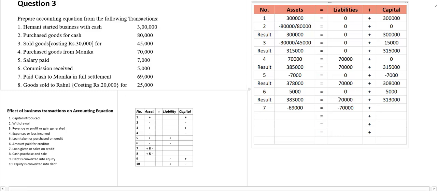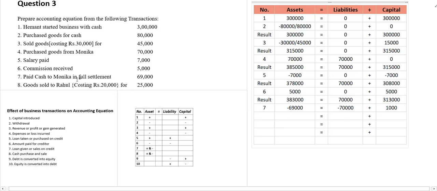Monica accepted 69,000 instead of how much? Instead of 70,000. When 69,000 is accepted instead of 70,000, don't you gain 1,000? So in this case again we made 1,000 profit. So that 1,000 profit should be added with capital, right? So that is the case. So you have to adjust in this way.